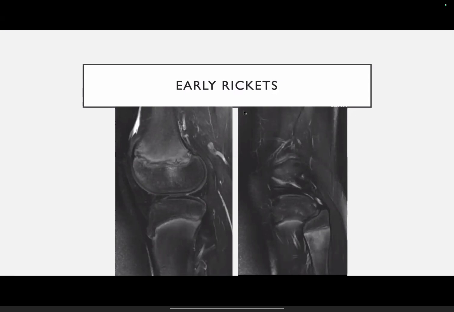Next is a case of a metabolic event in which again we see that there is widening of the physis, there is surrounding bone marrow edema, and there is metaphyseal irregularity along the growth plate. This was a case of a child who was vitamin D deficient, had early rickets, and had presented just for the MRI of the knee.